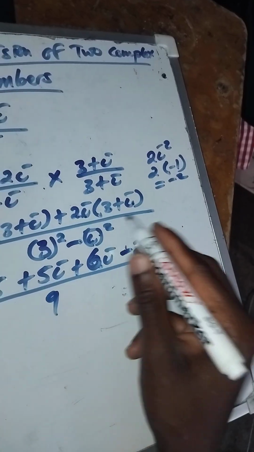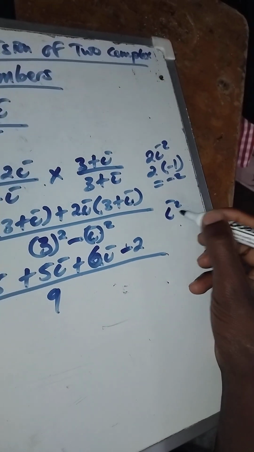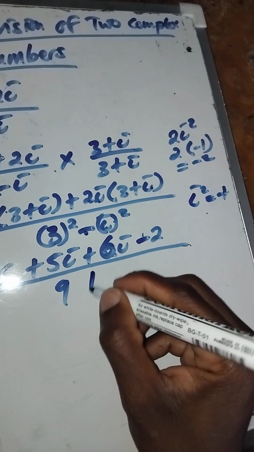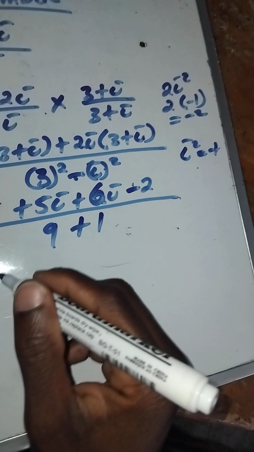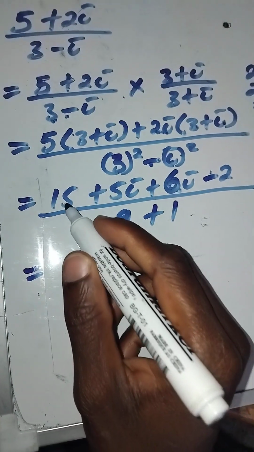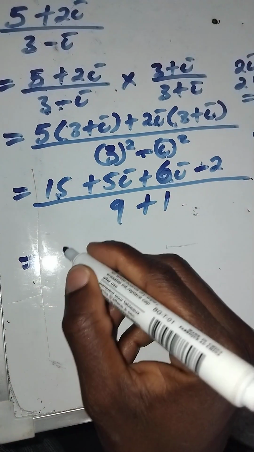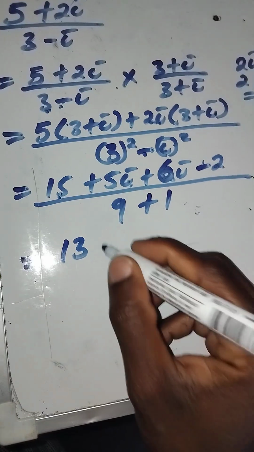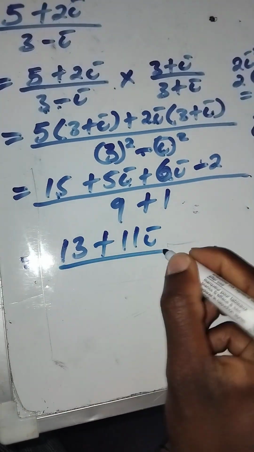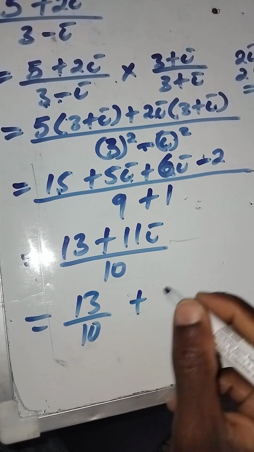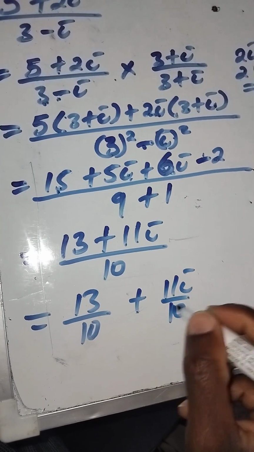So i squared is negative, i squared is equal to -1. So -1 multiplied by negative, we get +1. So 15 minus 2 gives 13, then 5i plus 6i gives 11i, over 10. So 13 over 10 plus 11i over 10.